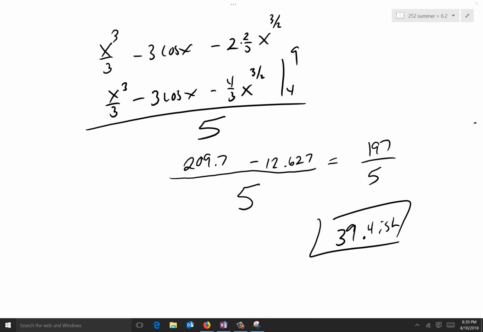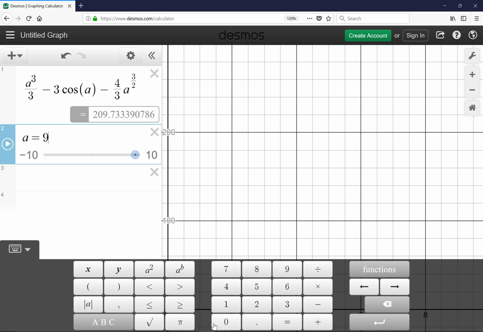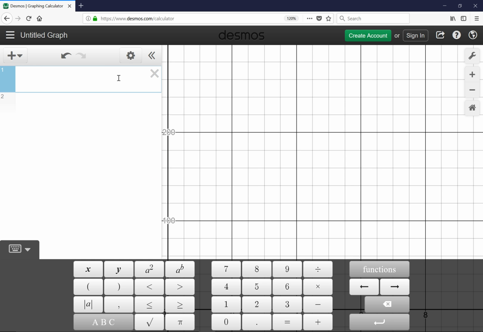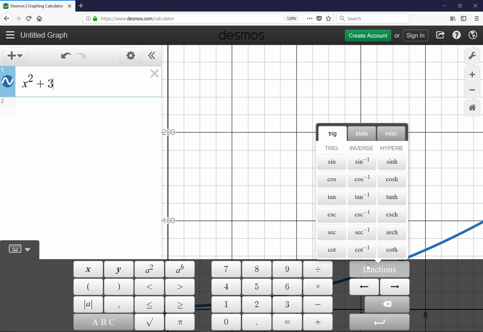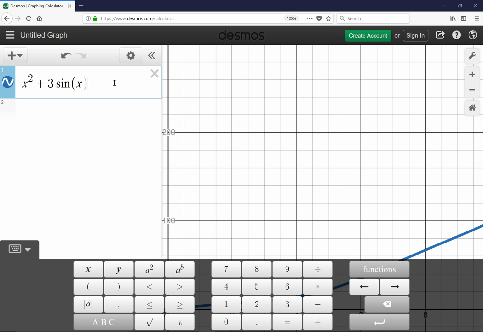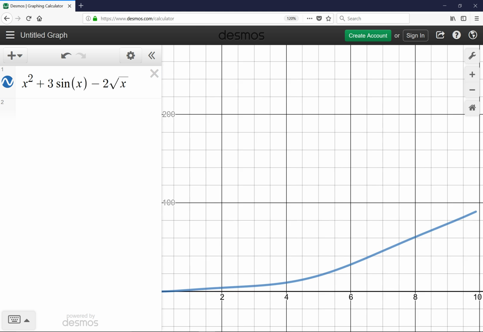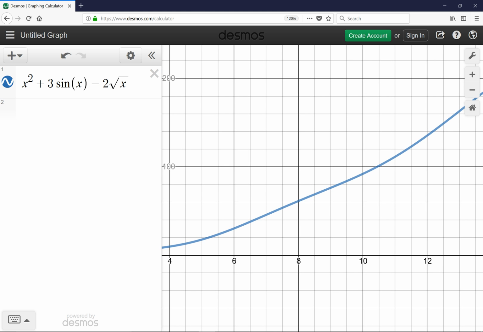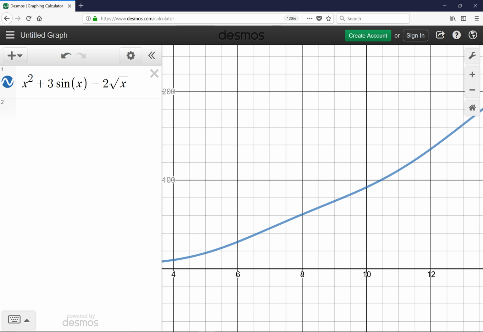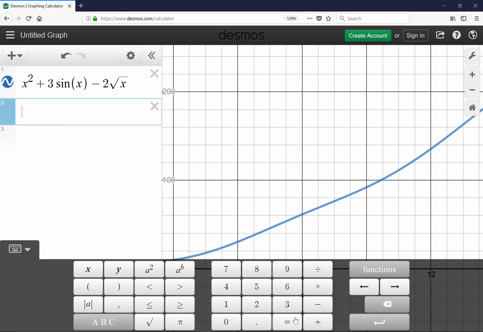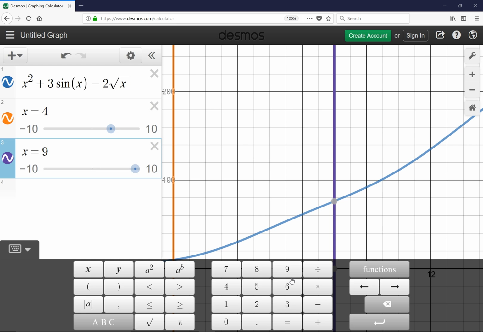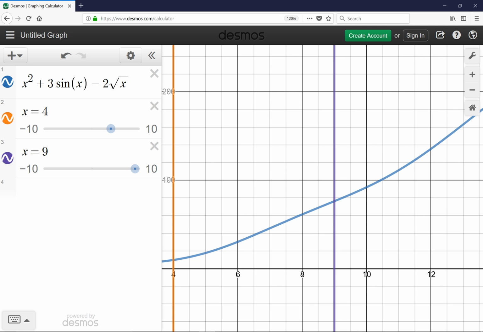Okay? So let's go look at that, see if that seems reasonable. It was x squared plus 3 sine x minus 2 square root of x, I think. And I said on the interval from 4 to 9, which is right here. So I'm going to go ahead and graph those because I find that it's easier to see it that way. And x equals 9. Cool. So clearly the average value in this region is going to be somewhere down here below 50.